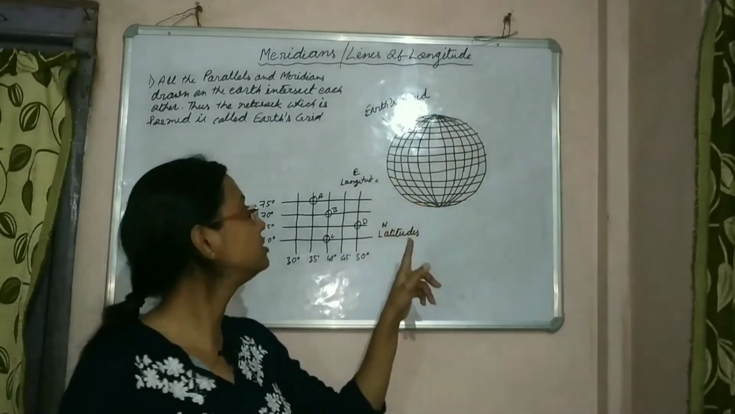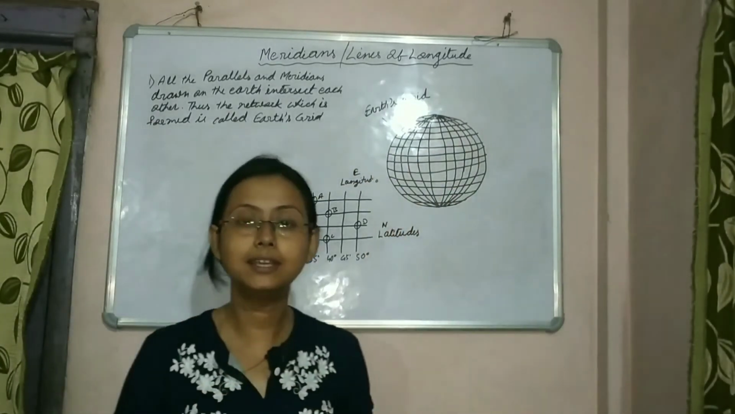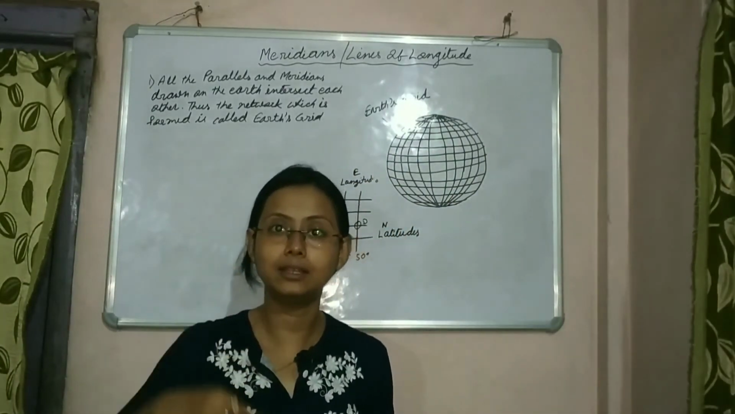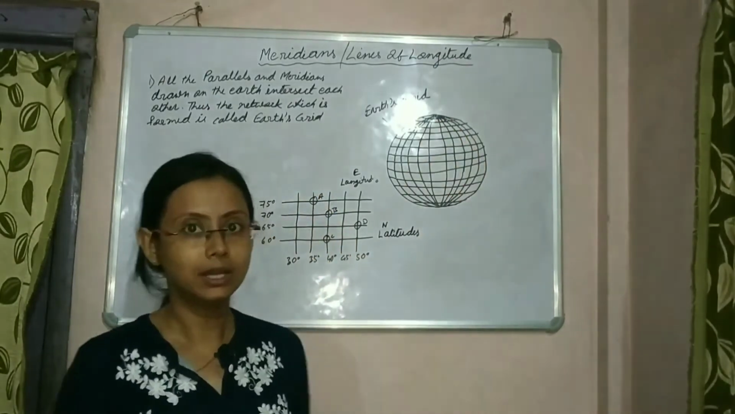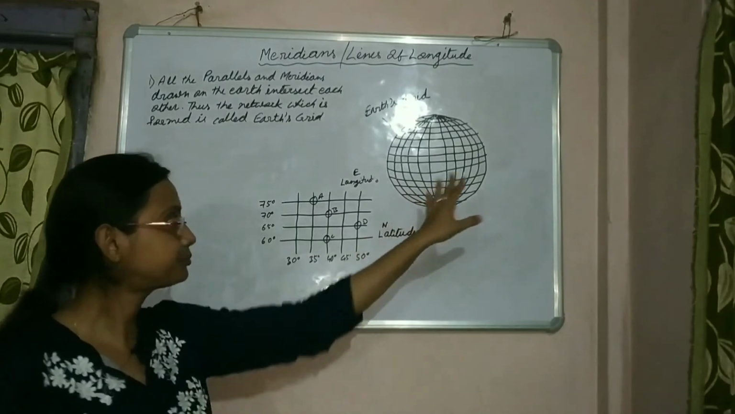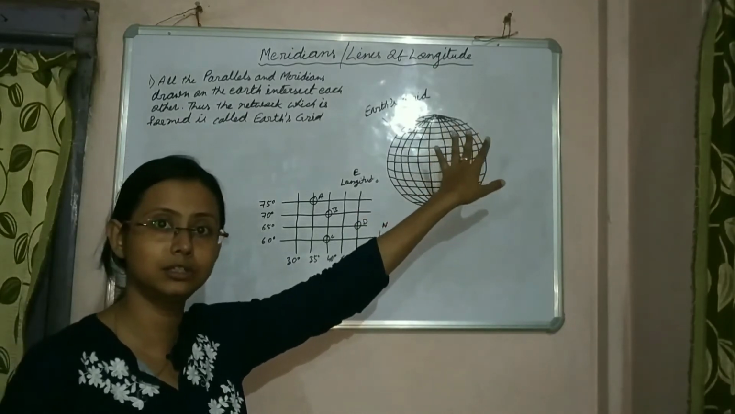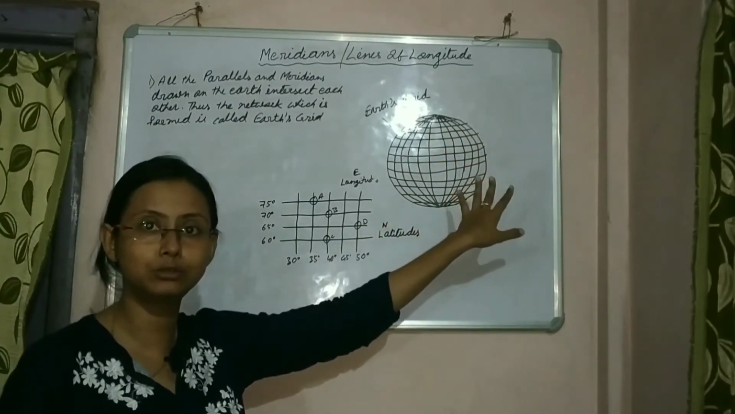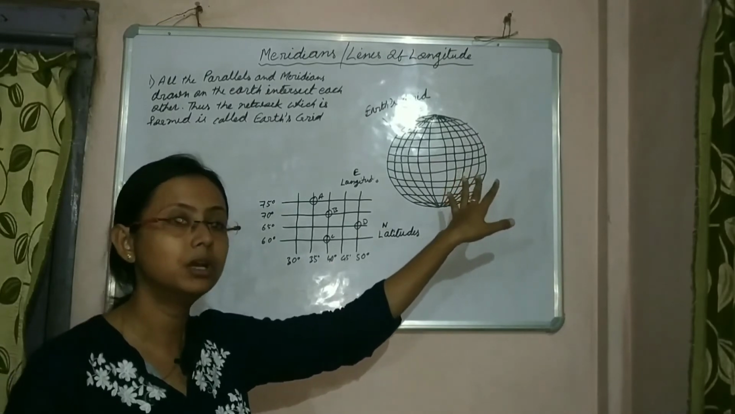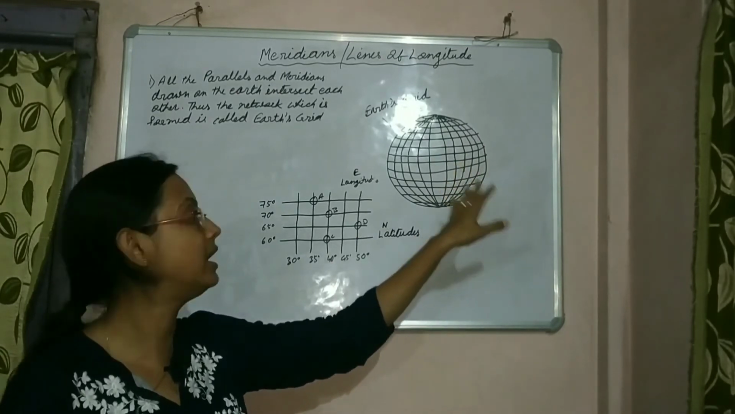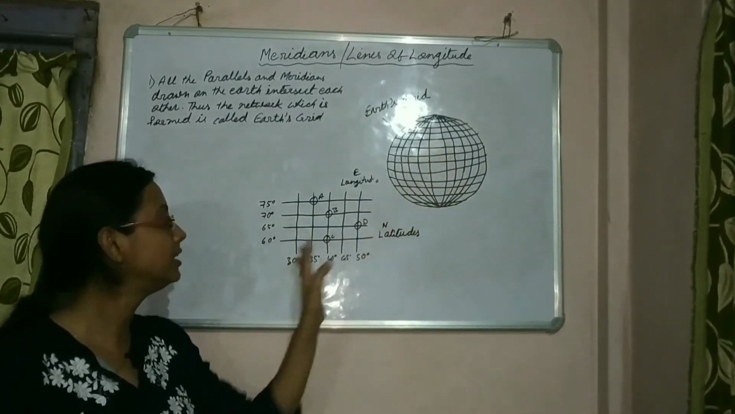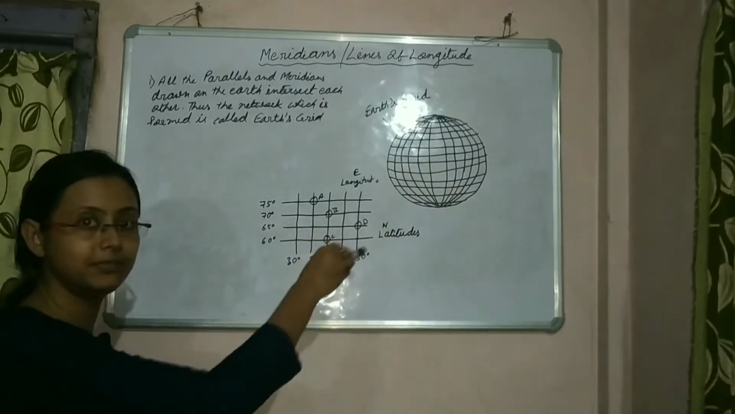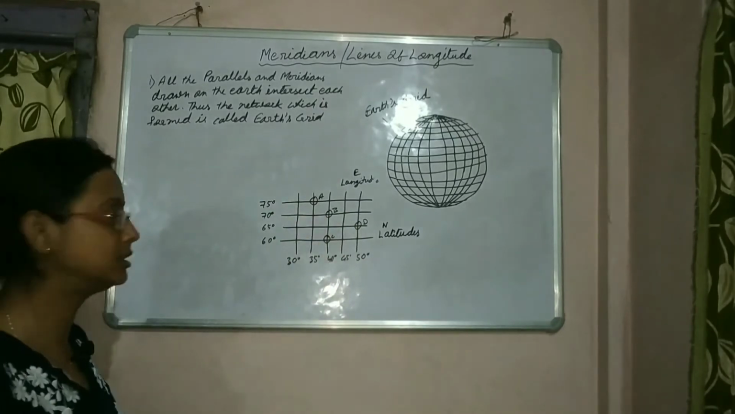The network which is created by intersecting all the parallels and the meridians with each other, the network which is formed, that is called Earth's grid. Now, in this shape it is difficult to explain how we can find out the location of a place. So that is why I have drawn this grid here on this flat space.